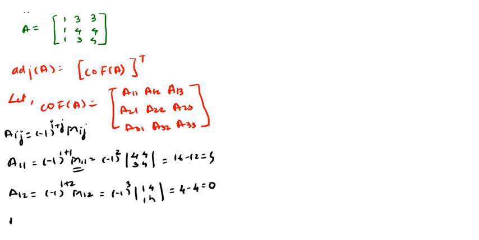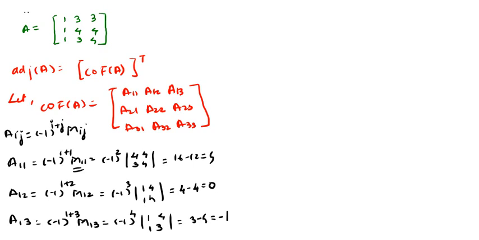Now find out A13, which is -1 raised to 1 plus 3 into M13, which is -1 raised to 4 into the determinant, and this determinant is the minor of the element A13. So hide this row and this column. What remains? 1, 4, 1, 3. So this will be 3 minus 4, which is equal to -1.